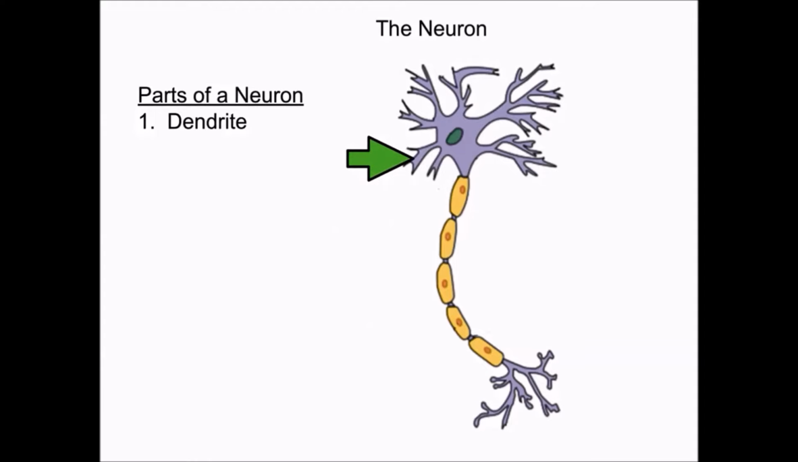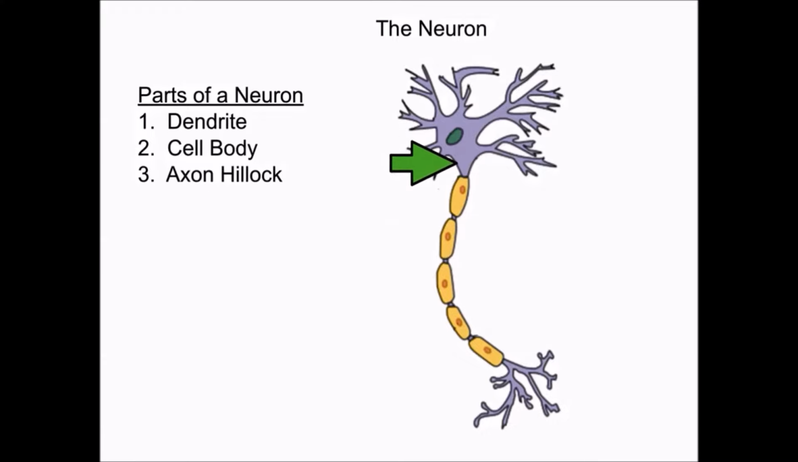The next part of the neuron is called the cell body. The cell body is the part of the neuron that contains the nucleus and other organelles typically found within a cell. Following the cell body is the axon hillock. The axon hillock is the location where an action potential is created. From the axon hillock, the next part of the neuron is called the axon. The axon is a long extension that conducts and transmits action potentials.